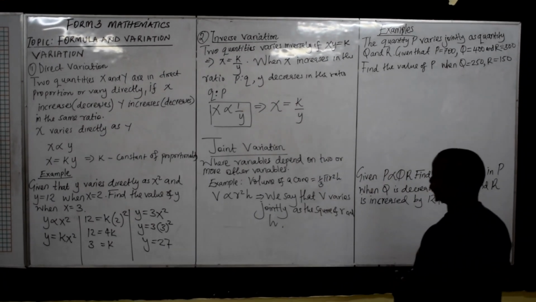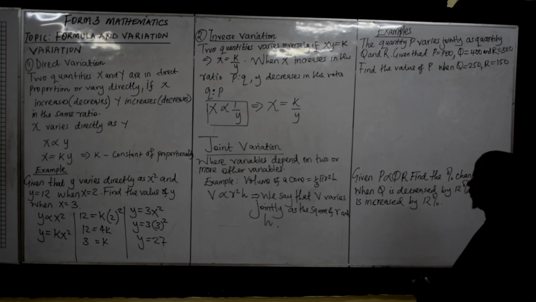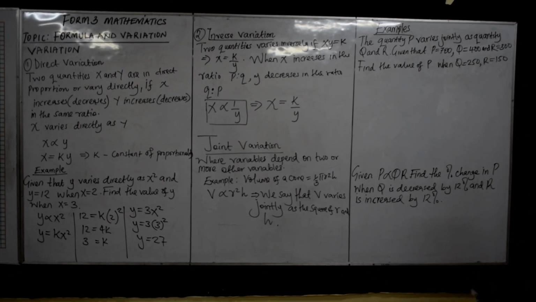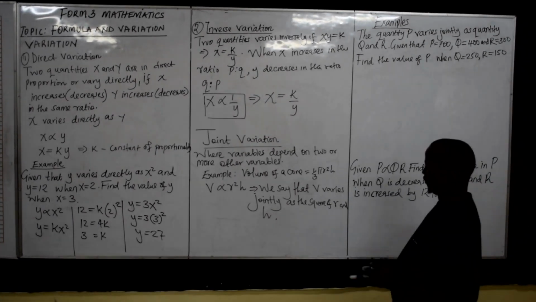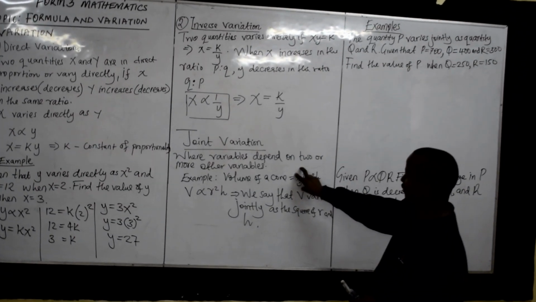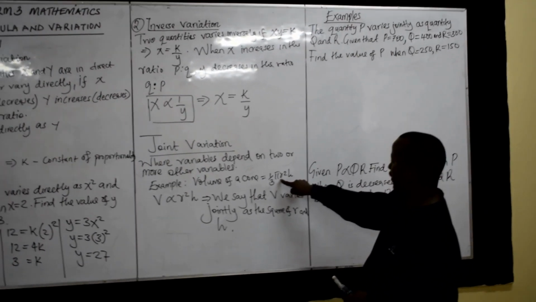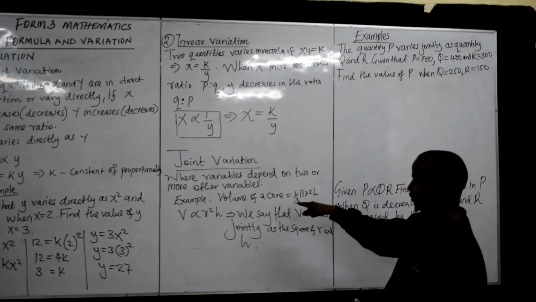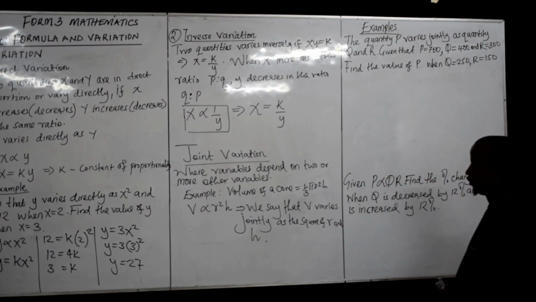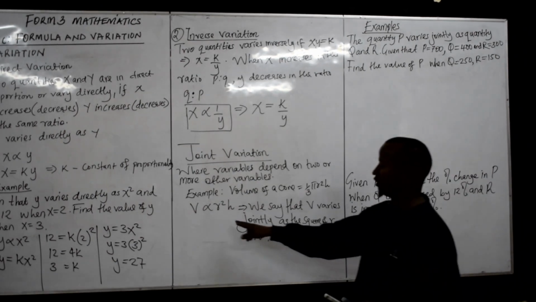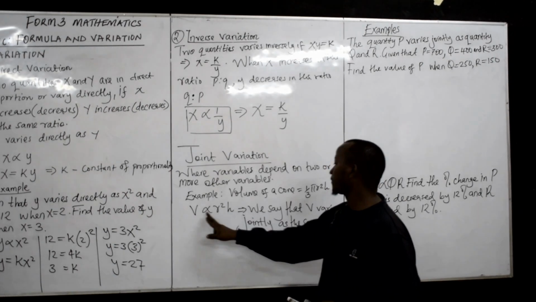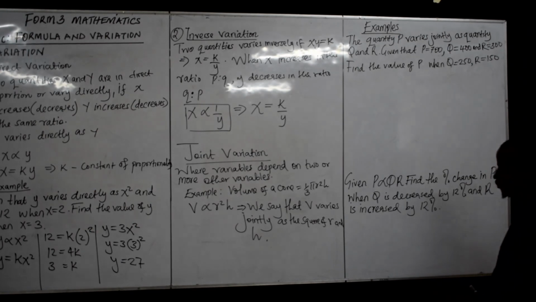Then we have joint variation. This is where a variable depends on two or more variables. For example, we can take the volume of a cone, which is given by a third pi r squared h. A third pi is a constant, so the two other variables are r squared and h. Therefore, we can write this as volume varies as the square of r and h. So when we have r and h, two or more variables that v depends on, that is a type of joint variation.